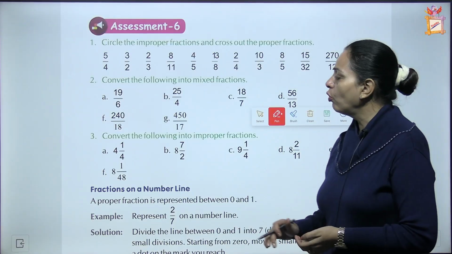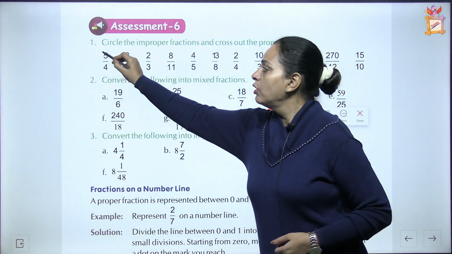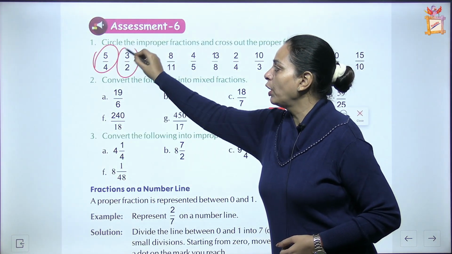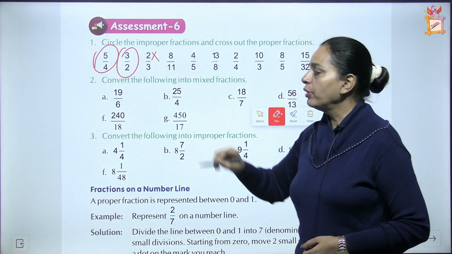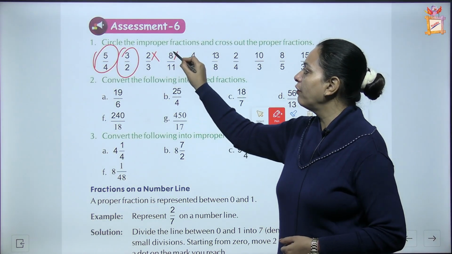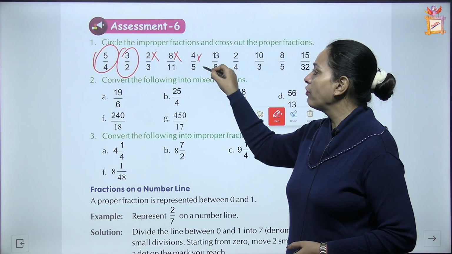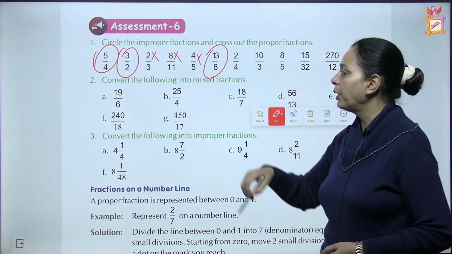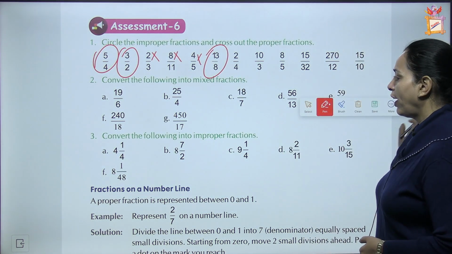So 5 by 4, this is an improper, so circle it. 3 by 2, improper. 2 by 3, 8 by 11, proper fraction. 4 by 5, proper fraction. This is an improper. So like this, you can find many more.